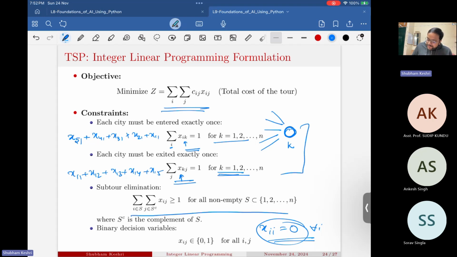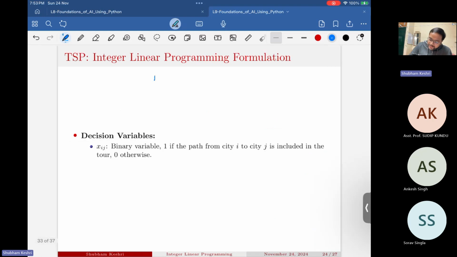And this is something which is known as the subtour elimination constraints. And I'll give you one example of how this flow balance will not ensure subtour elimination. So one example I can give you. So this is A, B, this is C, D, and F.